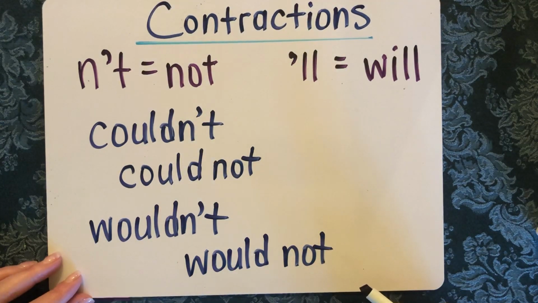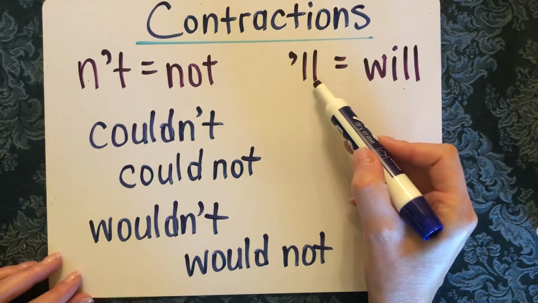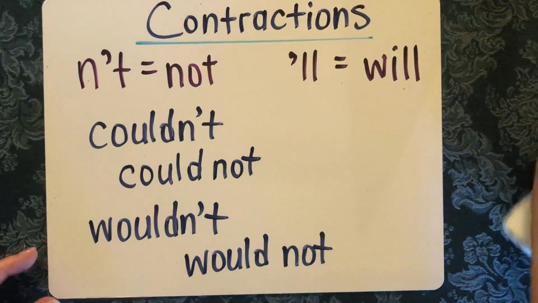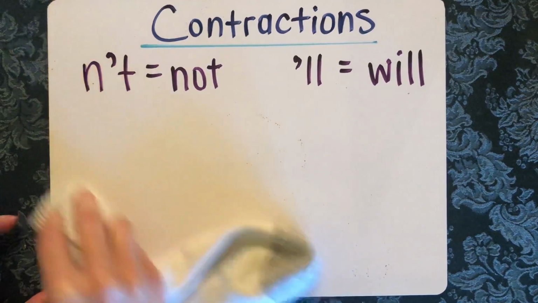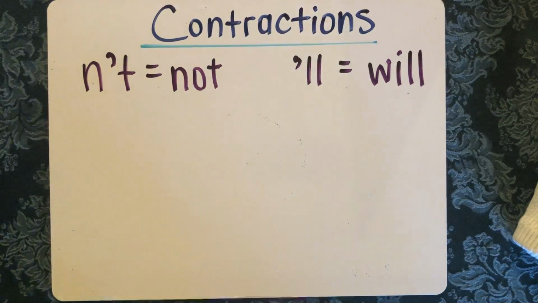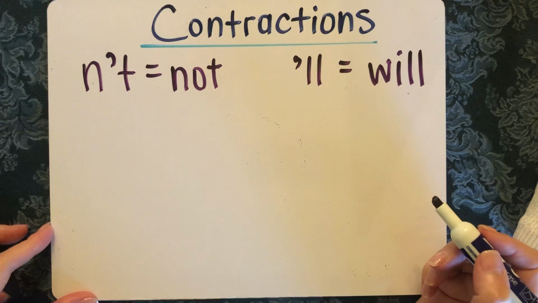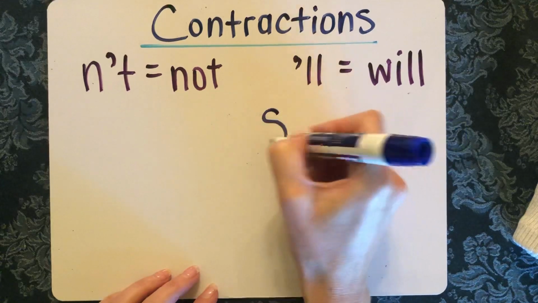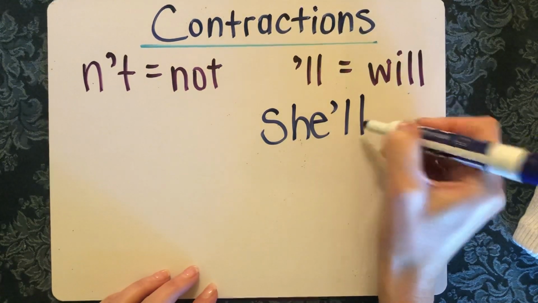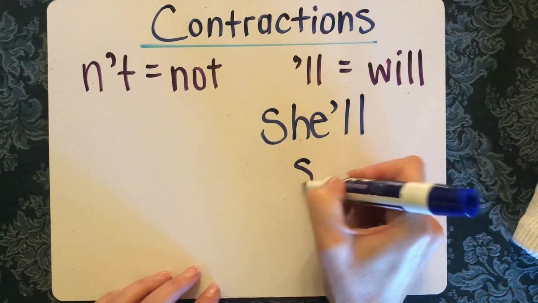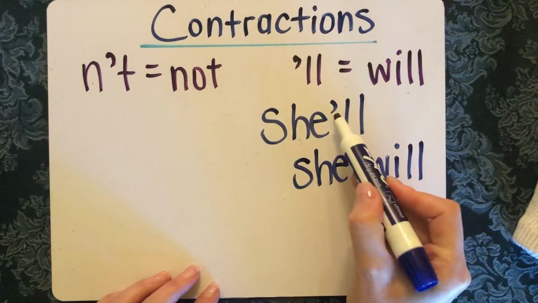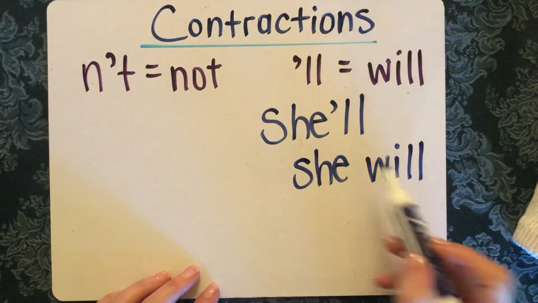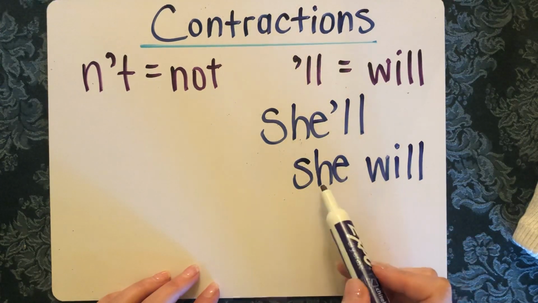Let's try some other examples with the apostrophe LL at the end of the contraction. The letters apostrophe LL will always mean will. So for example, she'll means she will, because the apostrophe LL stands for will. So the contraction she'll means she will.